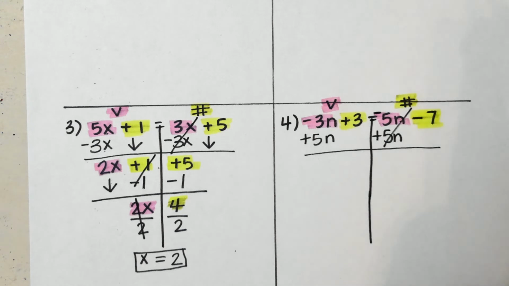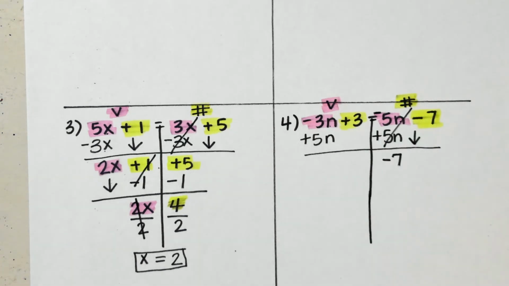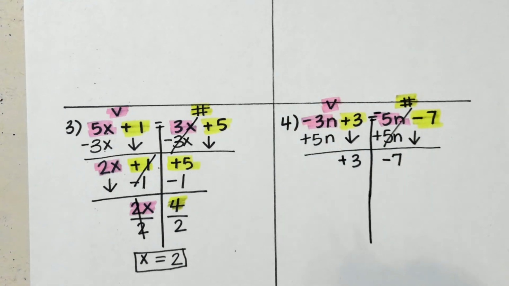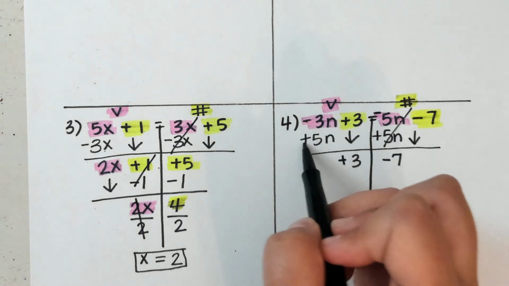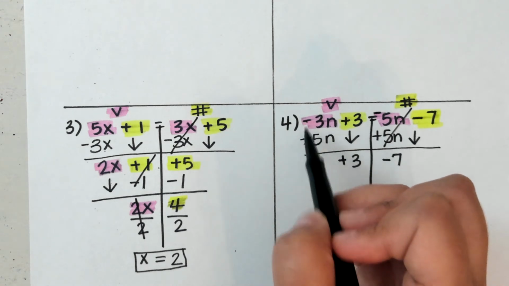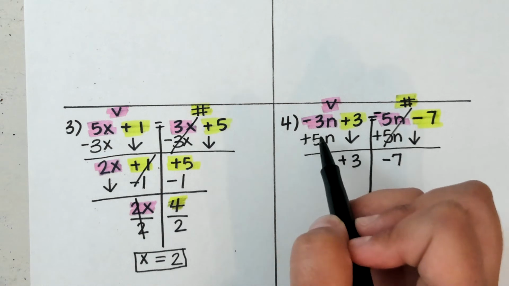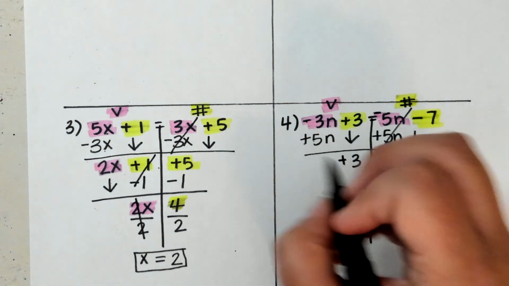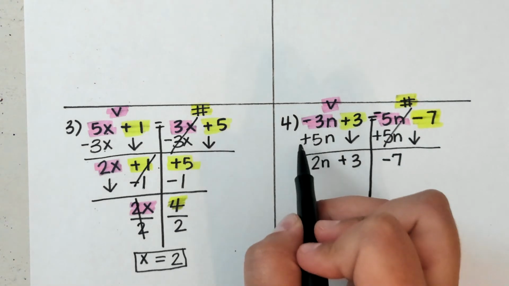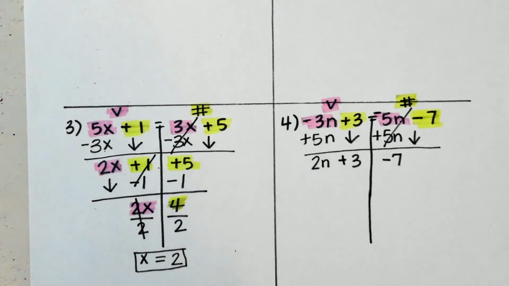My 5's are going to cancel. I'm going to bring down negative 7. I'm going to bring down my positive 3. And then I've got negative 3 plus 5. So these signs are different. One is a negative, one is a positive. So when the signs are different, you subtract. So I've got 5 minus 3, which is 2n. The 5 is bigger and the 5 is positive. Therefore, my 2 is going to be positive.